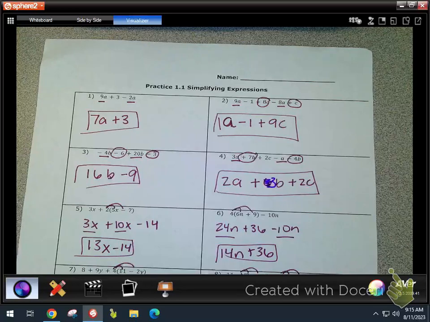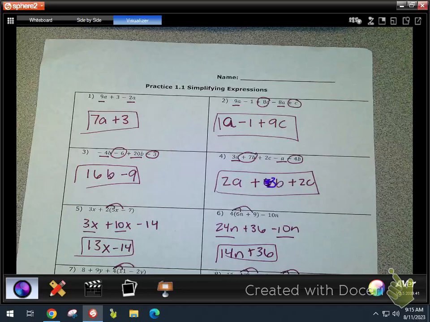Answers here. I underlined my like terms again. If I had more than one like term, like on number 2, you can see I did the circles. I underlined the A's. I circled the C's. I don't know if we had any that had 3 sets of like terms like we did in the notes. But just be really careful.